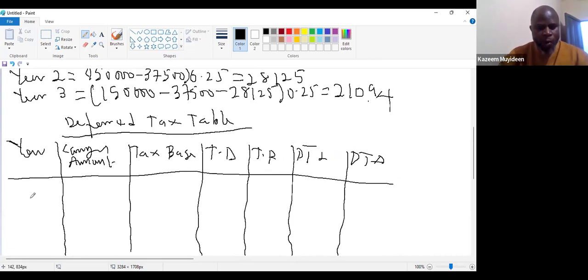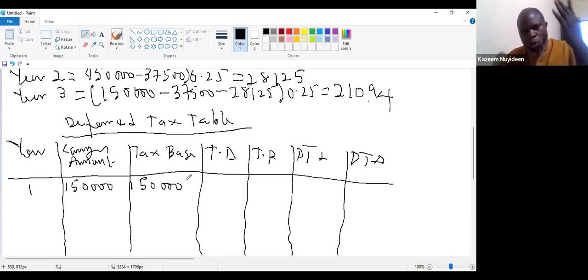I will now start year 1. 150,000. Tax base. On the day of purchase, we give notification to the tax people with evidence that we have purchased an asset worth 150,000, no problem. I will now come here, there will be depreciation and capital allowance granted.